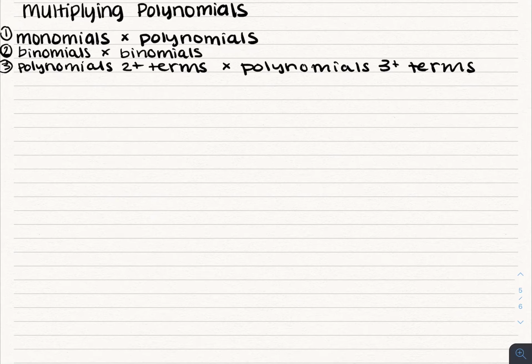Today we are looking at multiplying polynomials. I've separated it into 3 different categories. So our first category would be multiplying polynomials by monomials. So expressions with more than one term times the one term.